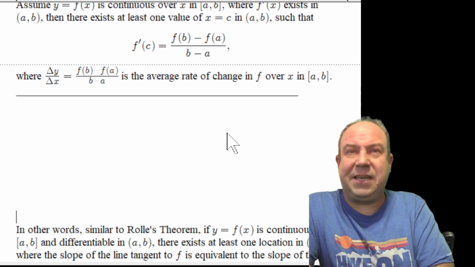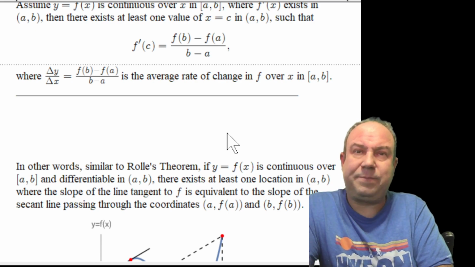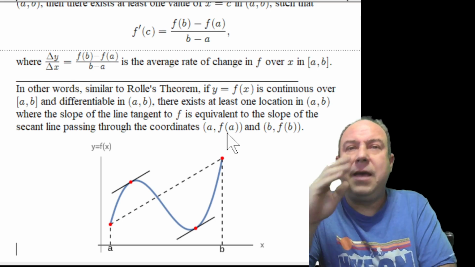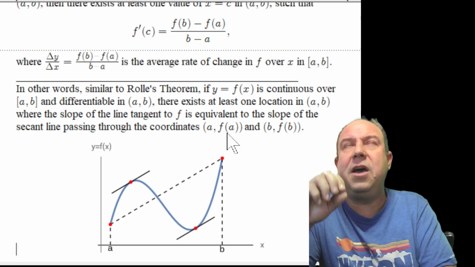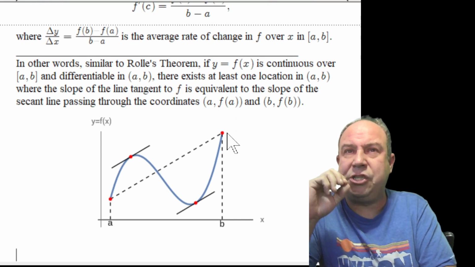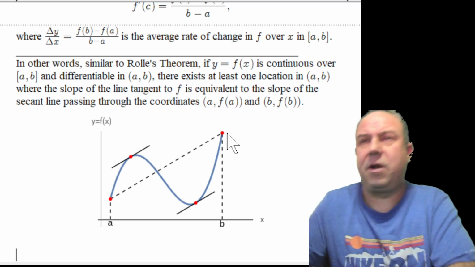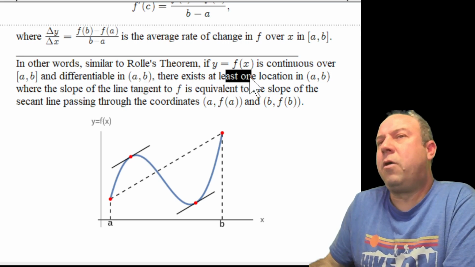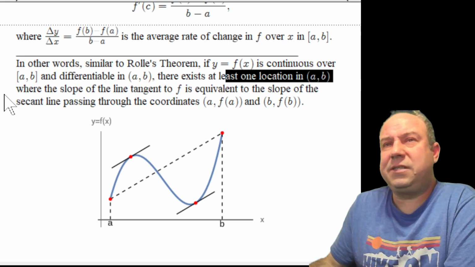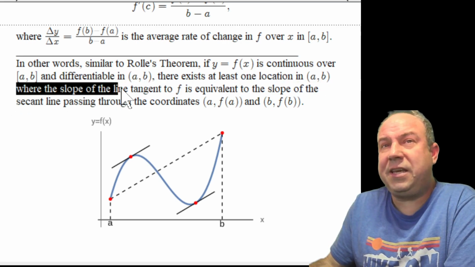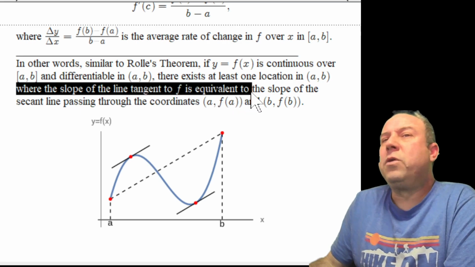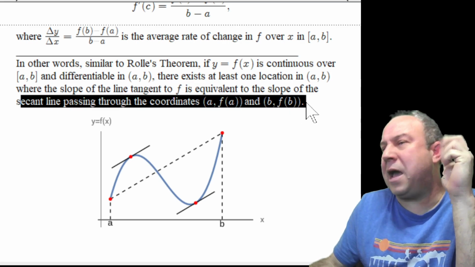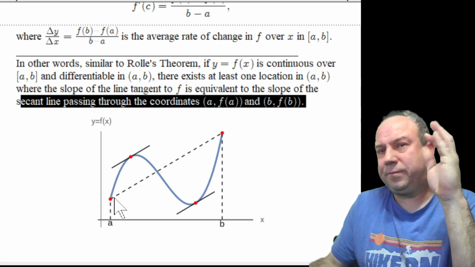Now in this case, again, it's a lot like Rolle's theorem. We're going to see it's similar to Rolle's theorem, except f at a and f of b don't have to equal each other. Right? If y equals f of x is continuous and differentiable over those corresponding intervals, then there exists at least one location in the interval from a to b where the slope of the line tangent to f is equivalent to the slope of the secant line passing through these two endpoints.